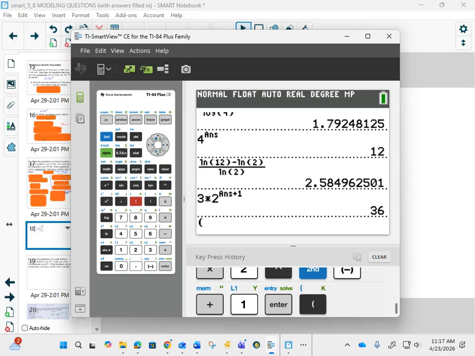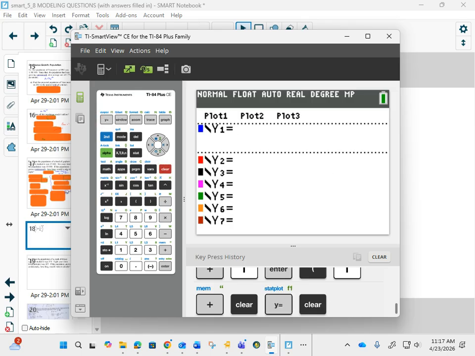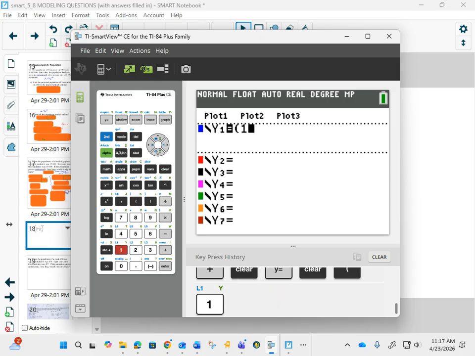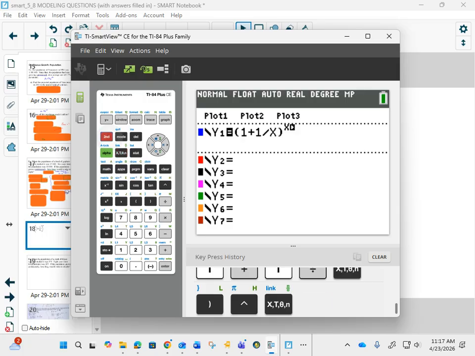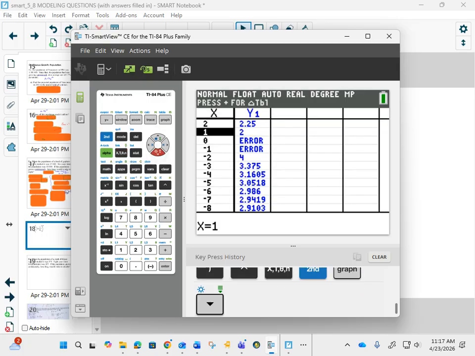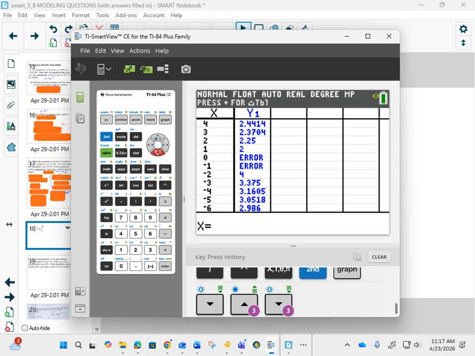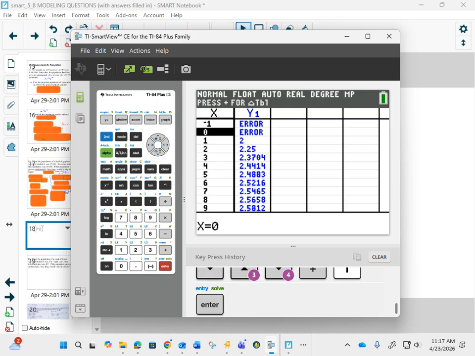I'm going to put brackets here: 1 plus... I'm actually going to type it into my graph. I'm going to go 1 plus 1 divided by x, bracket, to the power of x. And I'm going to go to my table of values so you can see, we got some errors here. Whoa. Okay, check it out. Error when you get one.